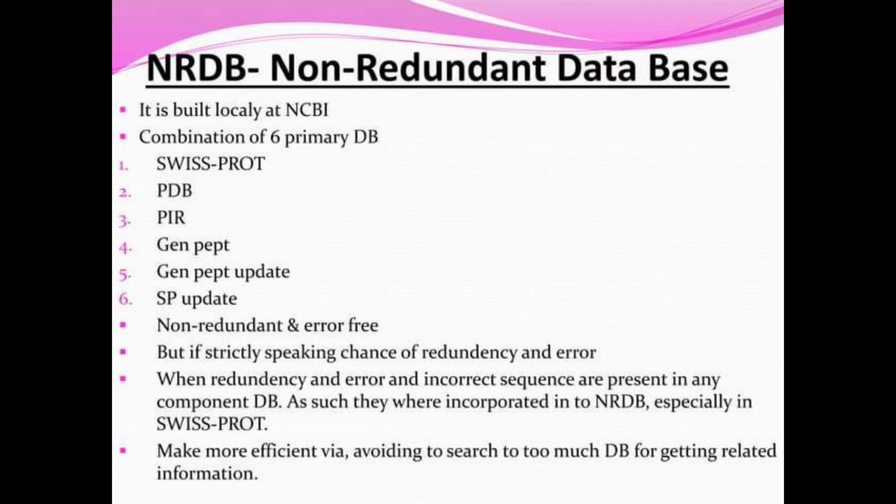NRDB is the non-redundant database. It is built locally at NCBI. It's a combination of 6 primary databases. It's a secondary database, so it contains information derived from the primary databases. That includes SwissProt, PDB, PIR, GenPept, GenPept update, SP update. It is non-redundant and error-free in nature. It makes searching more efficient by avoiding searching too many databases to get related information.